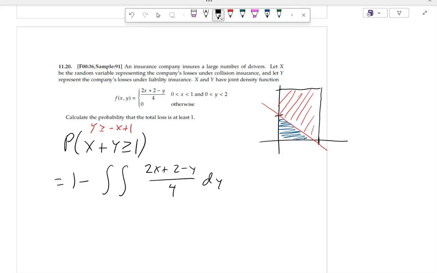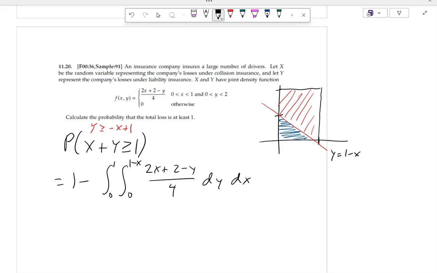Let's do dy dx. Hold x constant first. What will your limits be for the y's? For the y's, it'll be 0 to 1 minus x, and then for your x's, it'll be 0 to 1. Because this is the line y equals 1 minus x.